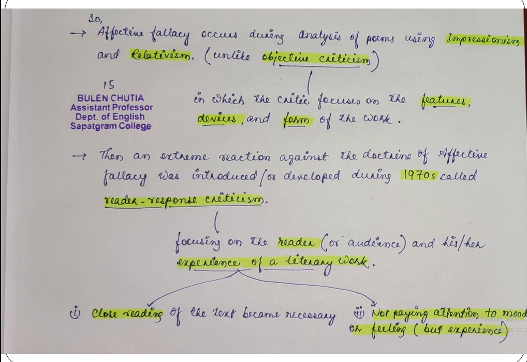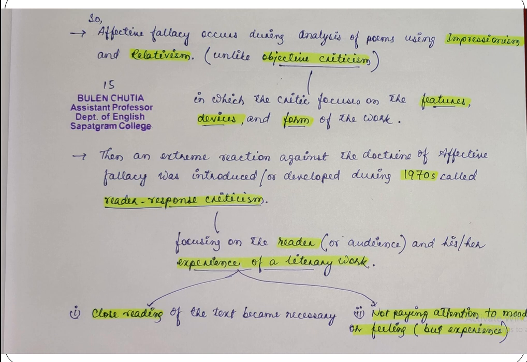One of them was objective criticism, in which critics focus on the features, devices, and the form of the work, which are resisting, which are not changing from time to time. Okay. In objective criticism, the features are discussed, the literary devices that are used in the poem are discussed, the form is discussed. Okay, features means the characteristics. The characteristics will remain the same whether it is 17th century or 18th century or 19th century.